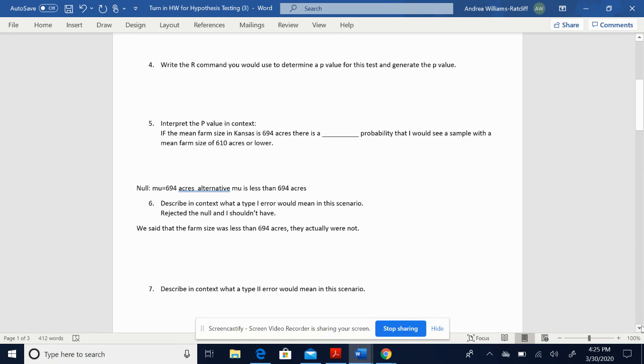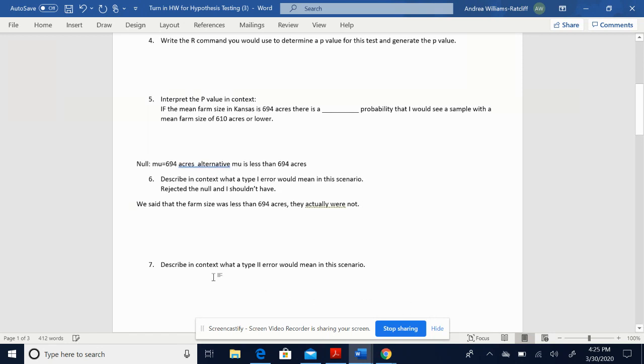Okay, so let's go down and let's look at a type 2. So this is when we fail to reject, and we should have. So I didn't reject the null and I should have. So let's think about, what did we do? We did not reject this. We didn't get rid of it. We didn't throw it out. So what does that mean? It means we said the average farm size in Kansas was 694 acres, and they are not.